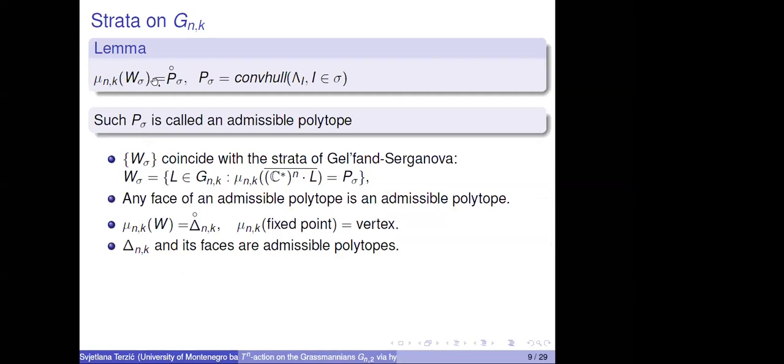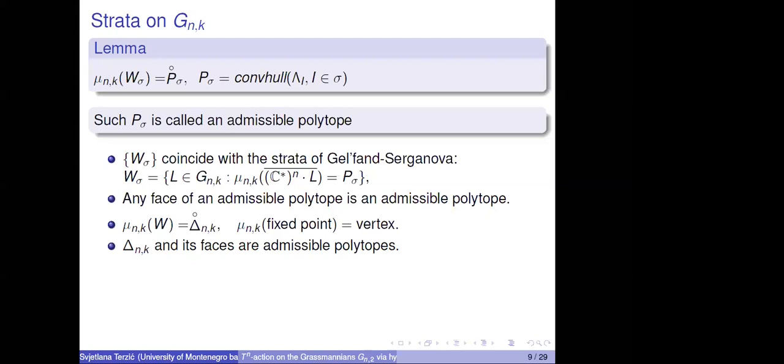What we first proved earlier, and this is easier to verify, is that if we apply the moment map to the strata, then it will be the interior of the polytope P_sigma, where P_sigma is the convex hull of these lambda_I, where lambda_I are the vertices of the hypersimplex Delta_{n,k}, where I belongs to sigma. So P_sigma is just some polytope over the vertices of Delta_{n,k}, and if some polytope P_sigma in Delta_{n,k} can be obtained as the image of some stratum, then we call such a polytope an admissible polytope.